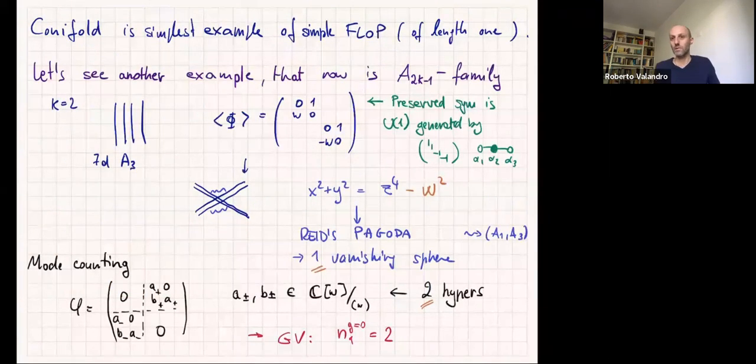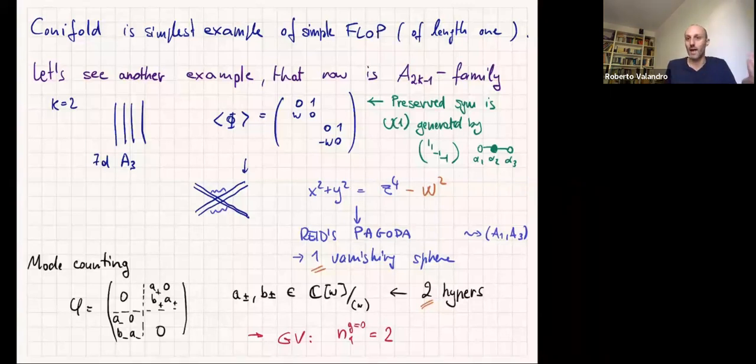We can do something more complicated than the conifold, okay? But still remaining in this class of flops, or simple flops. Simple flops means that you are growing up just one P1. And the conifold obviously has one P1. There are other examples, and this is the class that we want to study. Okay, so how can we generalize easily?